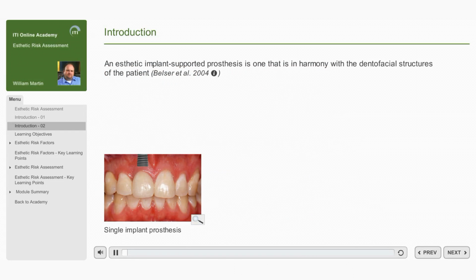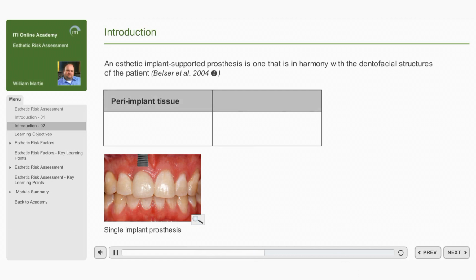In order to better understand the criteria to achieve aesthetic outcomes, it is first necessary to define the characteristics of an aesthetic implant-supported prosthesis. The ITI accomplished this during its consensus conference in 2004. The definition is, an aesthetic implant-supported prosthesis is one that is in harmony with the dentofacial structures of the patient. There are two components: the peri-implant tissues and the prosthesis.